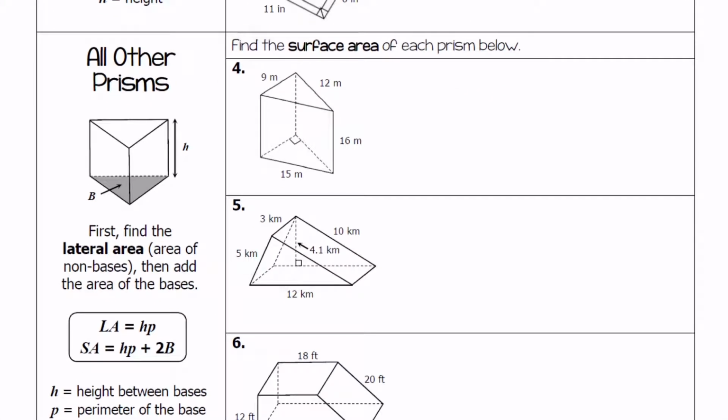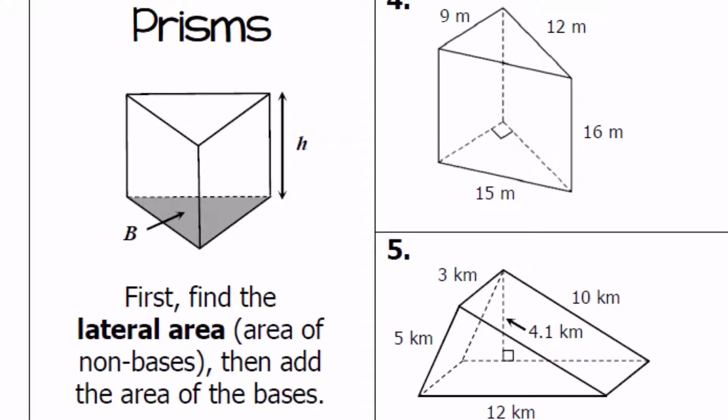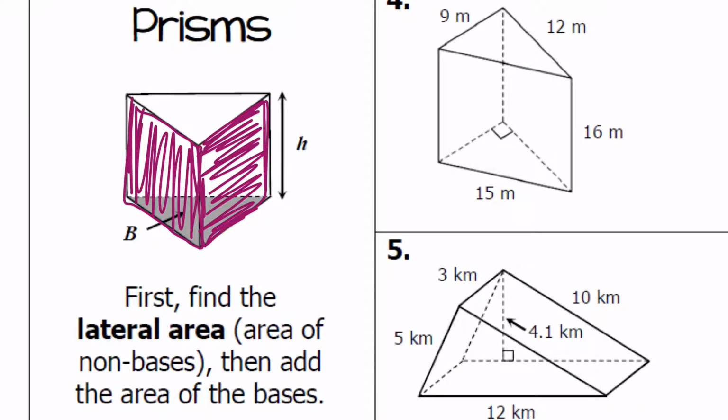So rectangular prisms are pretty simple. It's when we get into other prisms where it gets a little bit tricky. So when we're talking about other prisms, we have to first find the lateral area. And so that's the area of the non-bases. So if I was looking at this triangular prism here, that would be the area of this side here, this side here, and the back piece. So I gotta find the area of those 3 pieces.